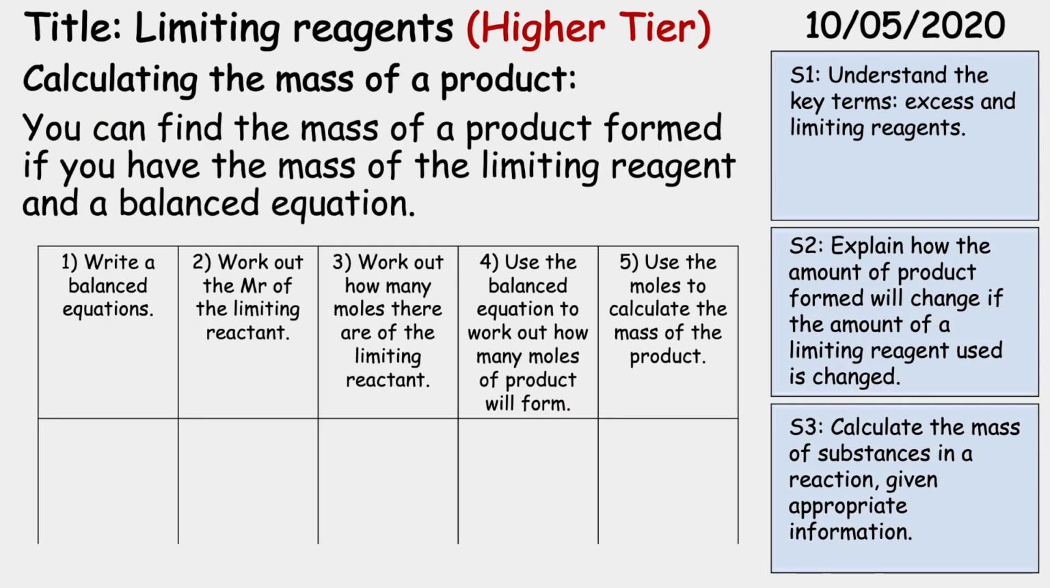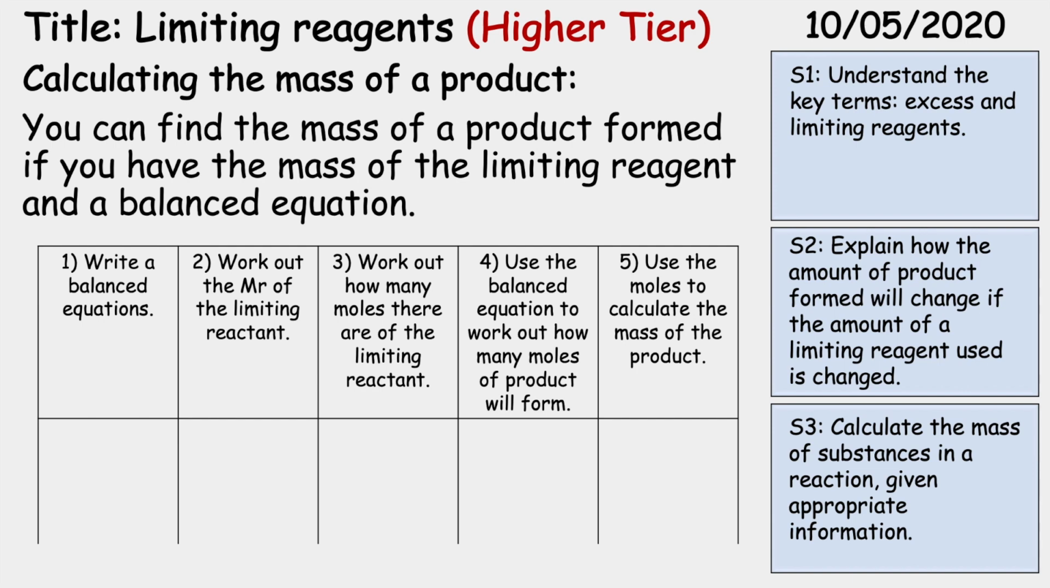Now in your GCSEs, you're going to be asked to work out the mass of a limiting reagent or the mass of a product based on a limiting reagent. So here's some simple steps to help you work it out. The first thing to do is write a balanced equation. Then work out the MR of the limiting reactant. Then work out the moles of the limiting reactant. Then go back to your balanced equation to see how many moles of your product you'd form.